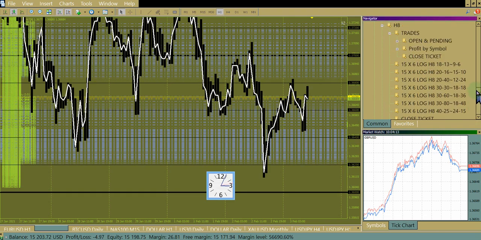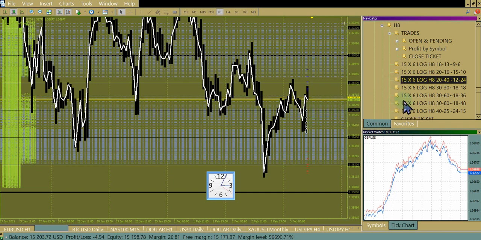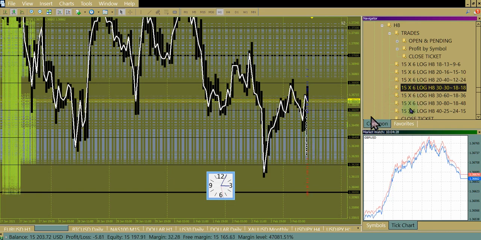And I'm just going to put these 40 pip winners here. I'm going to start here in 8 hours. These are logarithmic, so there's kind of a tail on it. And then I'm really going to load up here, whatever the broker allows. Here's 30 pips to make 30 pips.